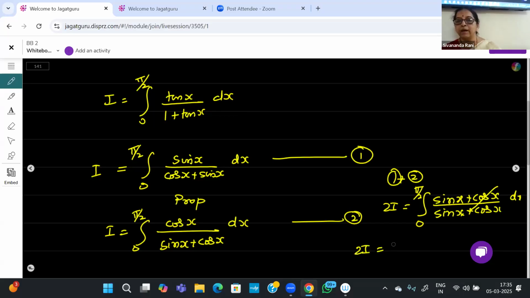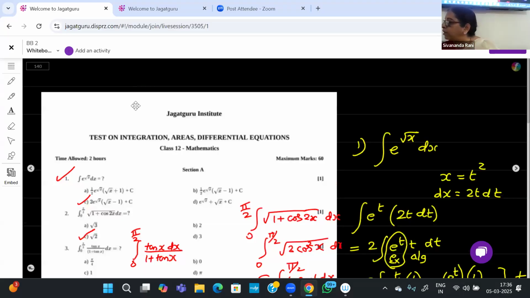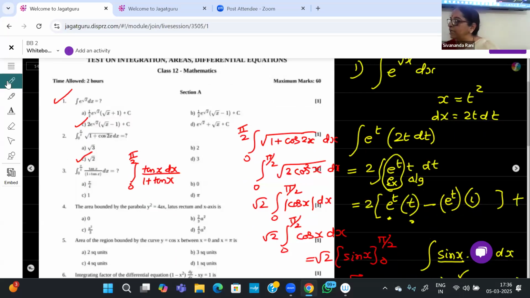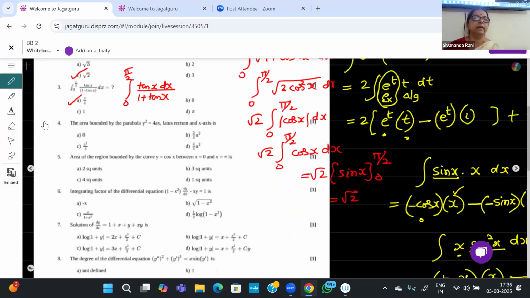So 2I is integral of dx, which is x between 0 and pi by 2. So that is pi by 2. I will be pi by 4. Okay. So remember this. You know what? Around 30 to 40% of students forget to divide by 2. It's a very common mistake. So be careful. Fortunately, it's not given as an option, but pi by 4 is correct. Can you try the next one?